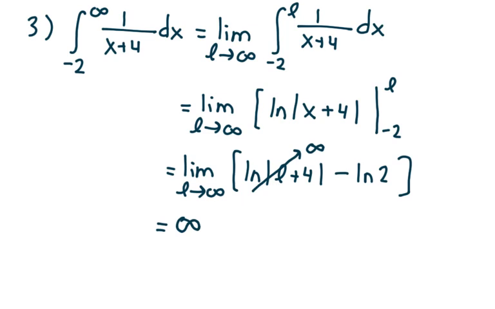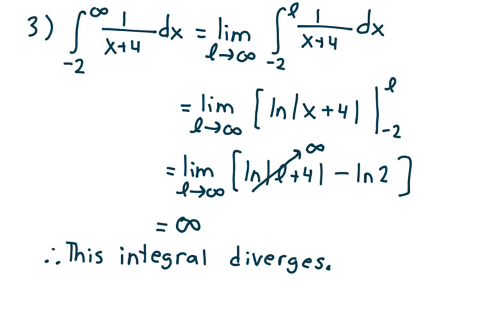And infinity is a concept. It's not a number, right? So when I write infinity here, this is just a fancy way to say that the limit doesn't exist. Okay? And so what we can say about this integral is that it diverges because we didn't get a number back, right? So this integral diverges. And that's how we do example 3. Let's take a look at another one. Let's take a look at example 4.